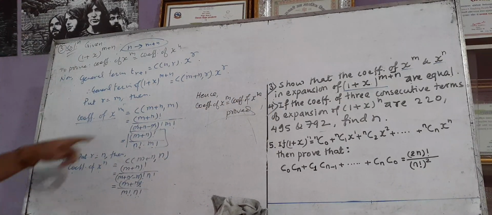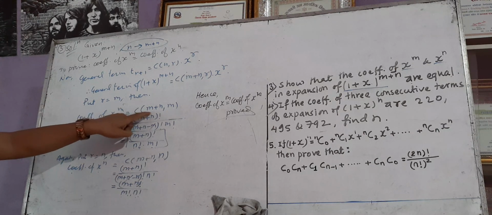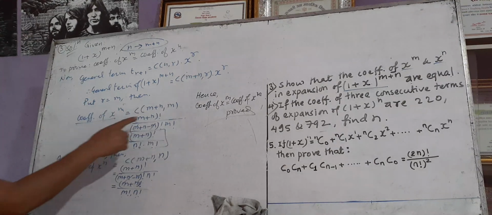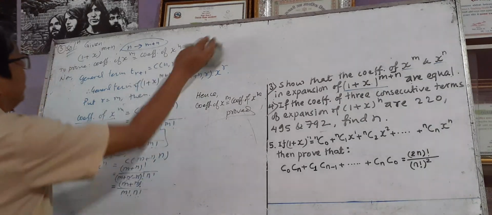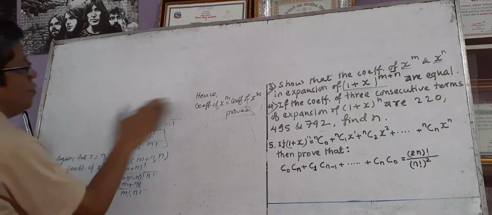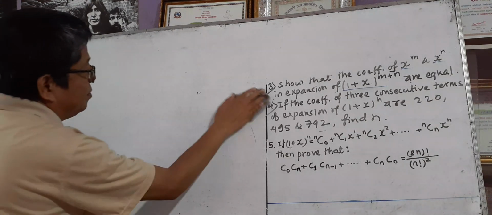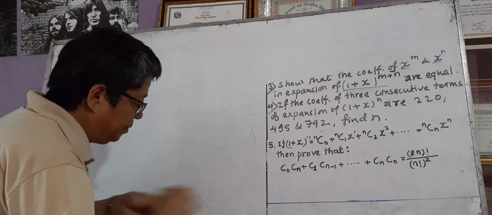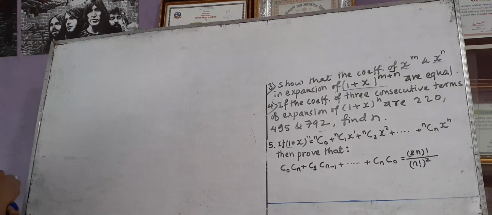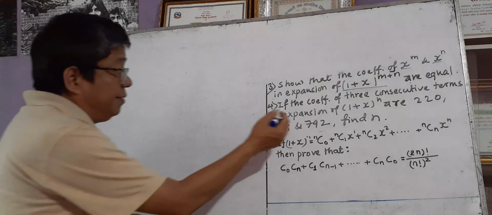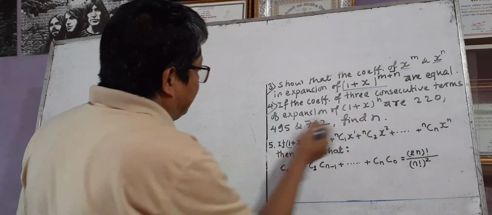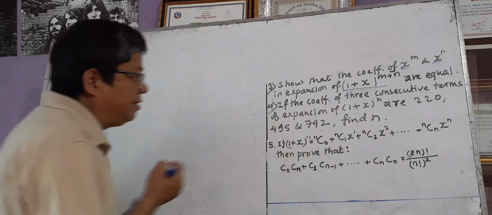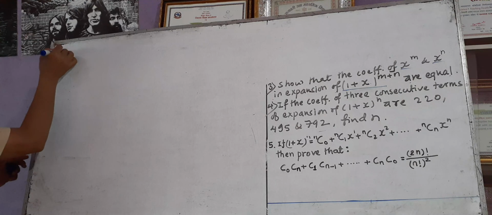Okay, so we are using the rule of combination here: n!, (n minus r)!, n! by (n minus r)!. Now let us prove question number 4. Let us see question number 4: if the coefficients of 3 consecutive terms in the expansion of (1 plus x) to the power n are 220, 495 and 792, find n.